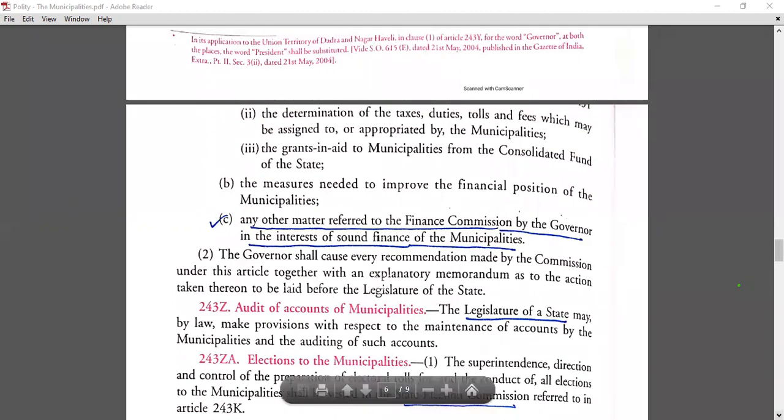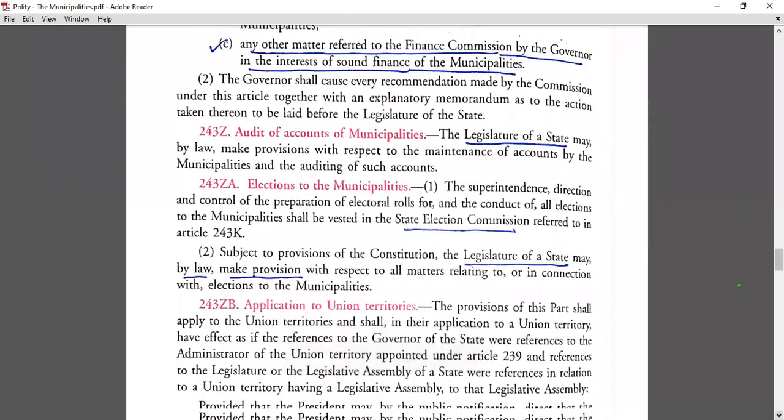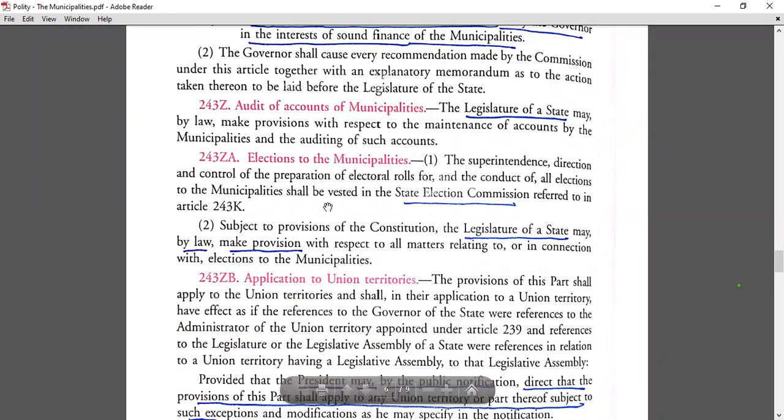Then elections to the panchayats, elections to the municipalities. So the superintendence, direction and control, the preparation of electoral rolls, and the conduct of all elections to the municipalities shall be vested with the State Election Commission. And subject to the provisions of this Constitution, the legislature of a state may by law make provisions with respect to all matters relating to or in connection with elections to the municipalities. It can do that. Okay.